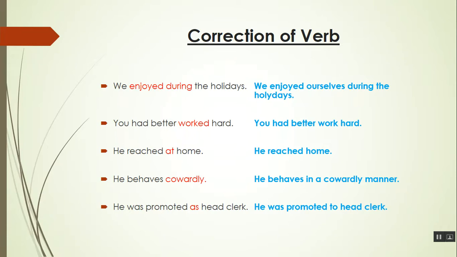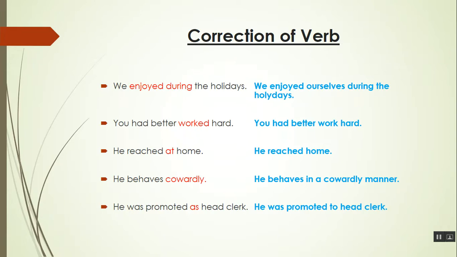So come to the next sentence. He behaved coldly. Over here, the verb is behaved. Coldly is not used correctly. So what would be the correct one? He behaved in a cold manner, because over here we are talking about the manner. We are not talking about coldly. So it would be the right sentence.